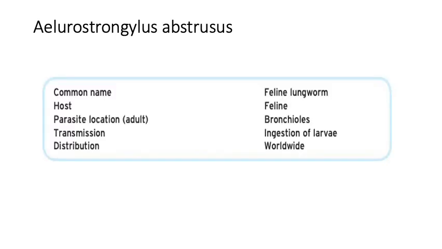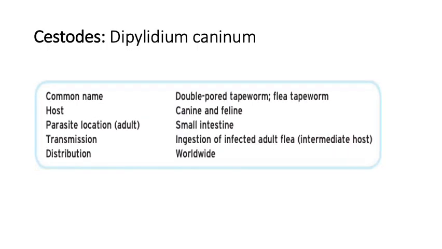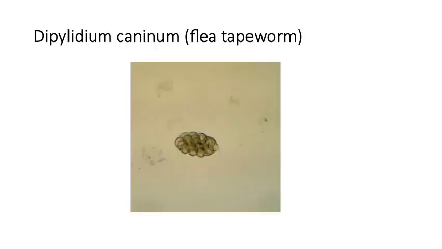Next is the Aelurostrongylus abstrusus, or the feline lungworm. The counterpart in canine are the Filaroides species. Next are the cestodes, or the tapeworms. Among these are first the Dipylidium caninum. This is the picture showing the egg packet of Dipylidium caninum. It has several eggs which is surrounded by a thin membrane.